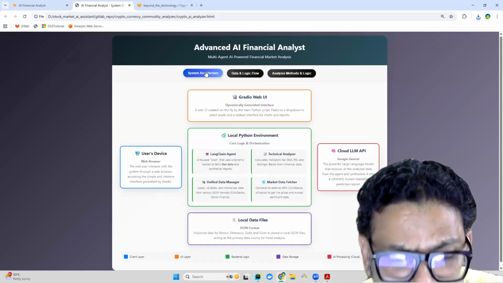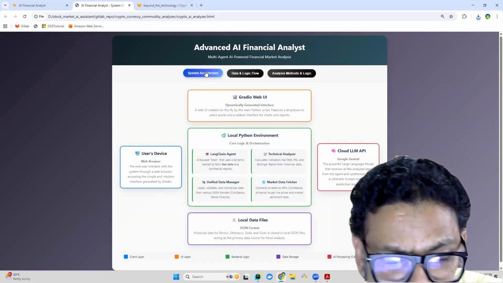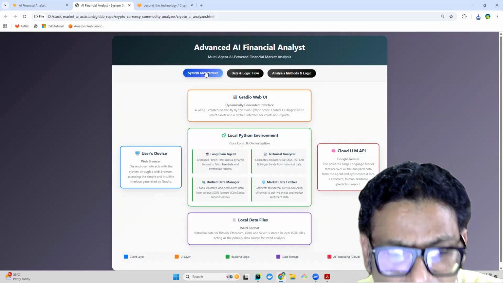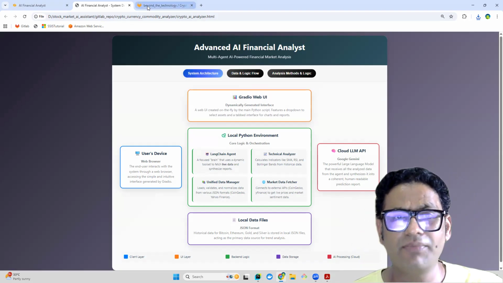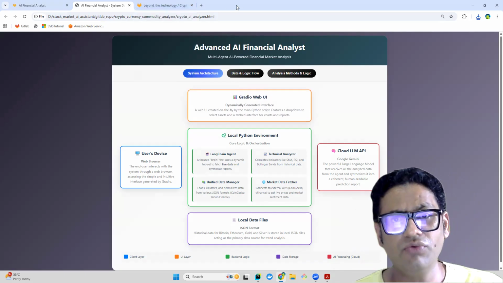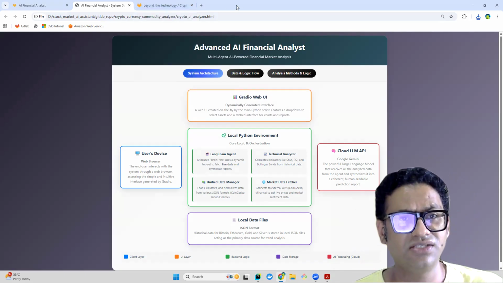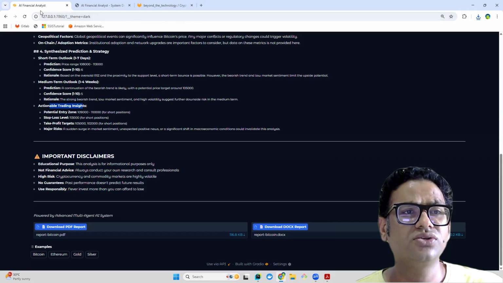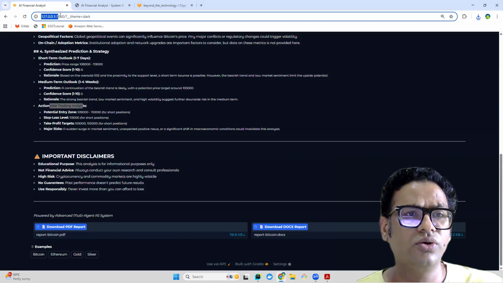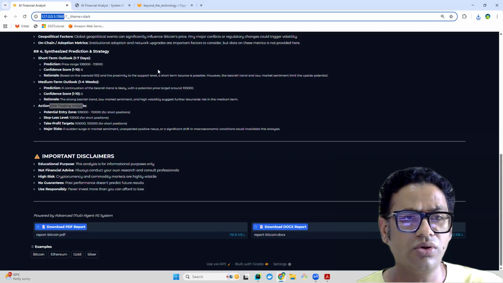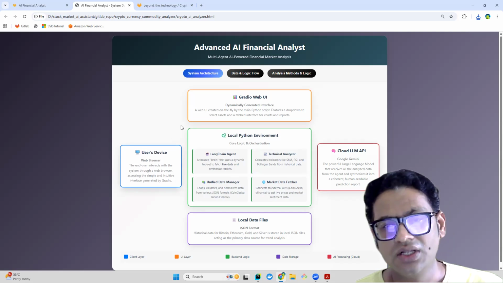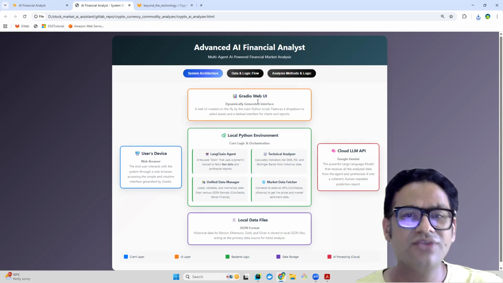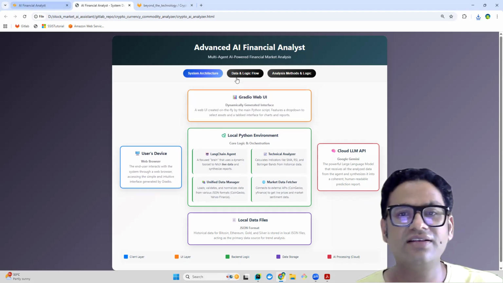So the very first thing, if you just see, we have a user device. In this user device, we can say it's a browser, because I'm using Gradio, which by default runs on 7860. So when I go to the browser and hit this 7860 on my local, this application gets popped up. And that is what this user device is. Once you open that, Gradio is rendering this UI for you.